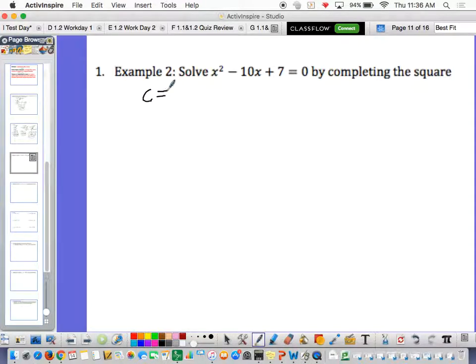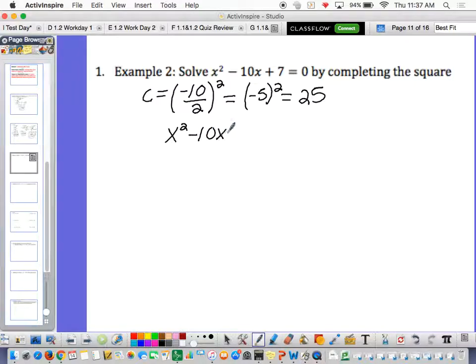And C is going to be, sorry, just b over 2 squared. Negative 10 divided by 2 is negative 5, and negative 5 squared is just 25. And you're like, all right, that's fine and dandy. Where does it go? Because there's already a C value. Well, just put it in there, right? So you've got x squared minus 10x, and we have this new plus 25.